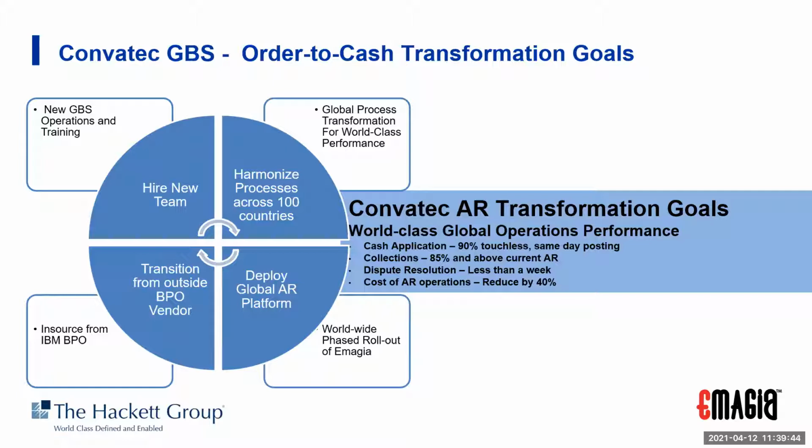Hi, everyone. I'm Srini. I'm the process owner for order to cash at ConvaTec. So basically, our main transformation goals were to set up a GBS operations at Lisbon, and train them. Brand new office, starting from zero. And also we had IBM, BPO basically, who were managing our collections and cash applications process. So we wanted to bring them in-house into GBS.